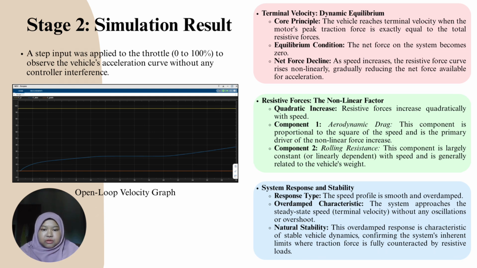It means that friction and drag act as natural brakes. If we cut the power, the system naturally returns to a stable state, which means rest rather than diverging. Knowing this confirmed that our physical plant model was realistic and safe, giving us the green light to proceed to stage 3, which is designing the PID controller to manage this response.